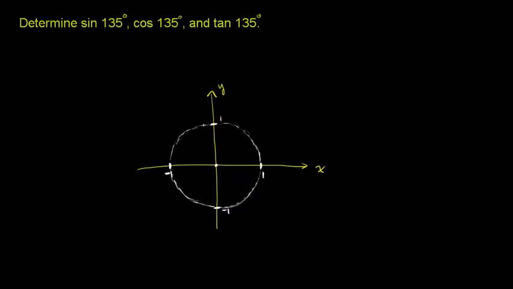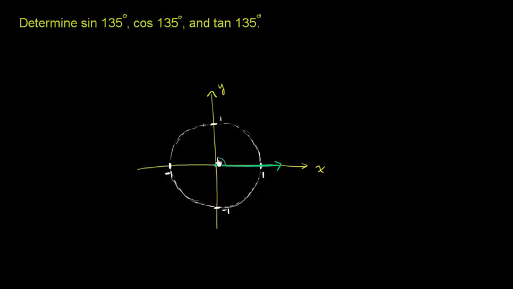Let's sit the vertex of that angle at the origin. So it's going to sit at the origin. The initial side is going to go along the positive x-axis, just like that. Draw it as a ray. And then the terminal side, since it's a positive 135 degrees, we're going to go in a counterclockwise direction.